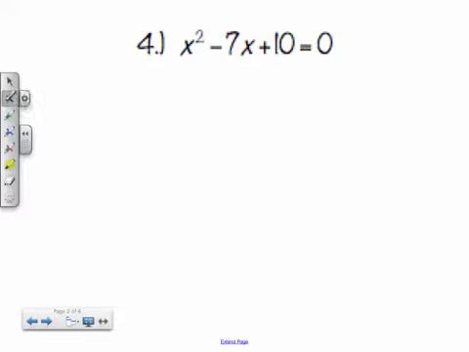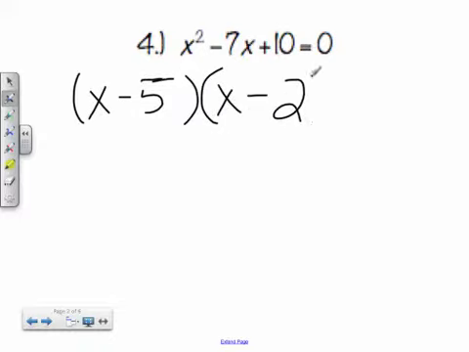Now my choices are to use trial and error, or I can use factor by grouping. Because the leading coefficient is 1, I think it would be easier for me to use factor by grouping. I know the factors would be -5 and -2, because -5 multiplied by -2 is +10, and -5 plus -2 is -7. So when I factor this, it ends up looking like (x - 5)(x - 2) equals 0.